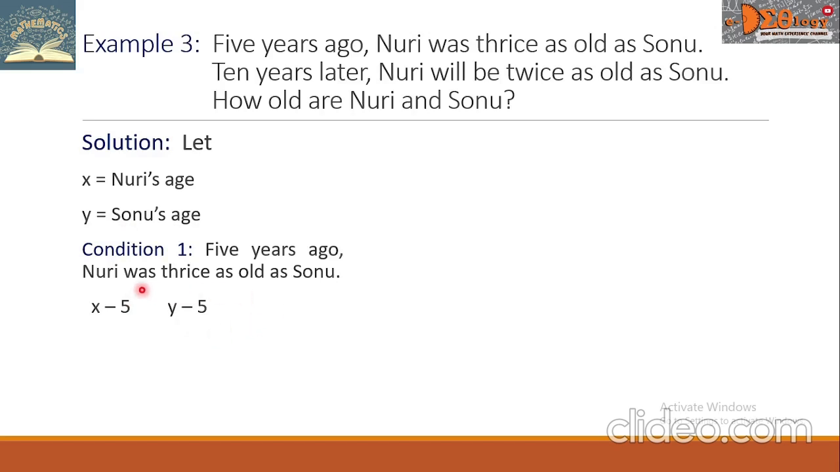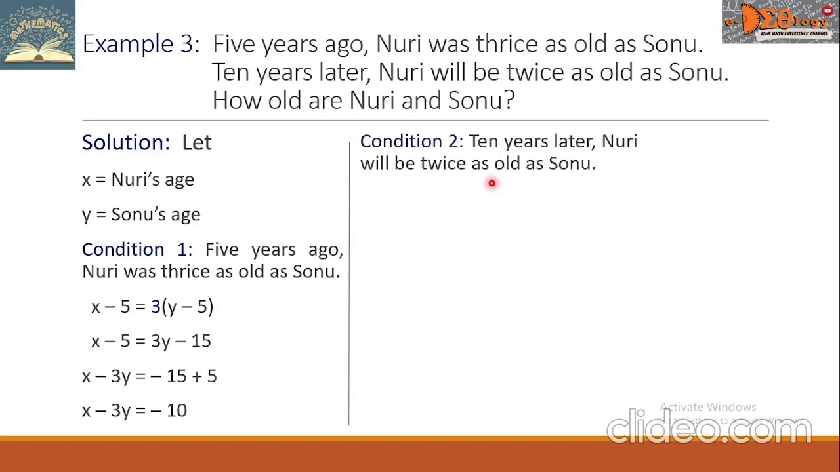And it says, Nuri was thrice as old as Sonu. So to balance this, we will multiply 3 to Sonu's age. Then let us simplify the right side. 3 times y is 3y. 3 times negative 5 is negative 15. From here, we transpose 3y to the left. This negative 5 we transpose to the right. So we have x minus 3y equals negative 15 plus 5. Right side becomes negative 10.